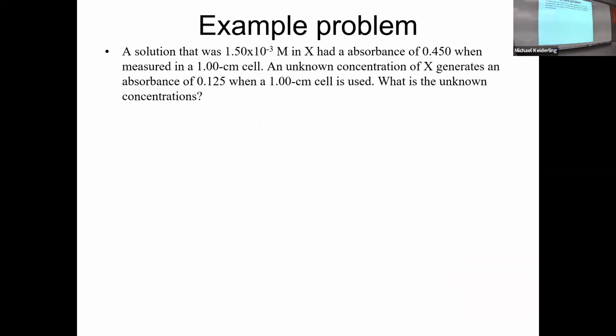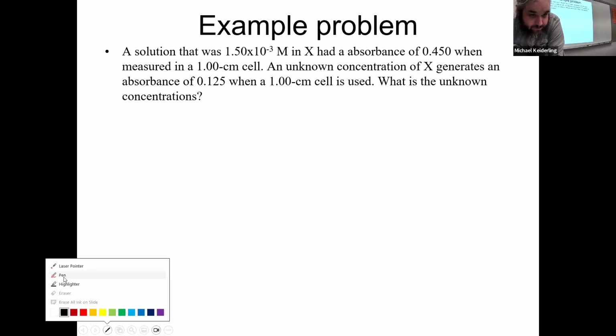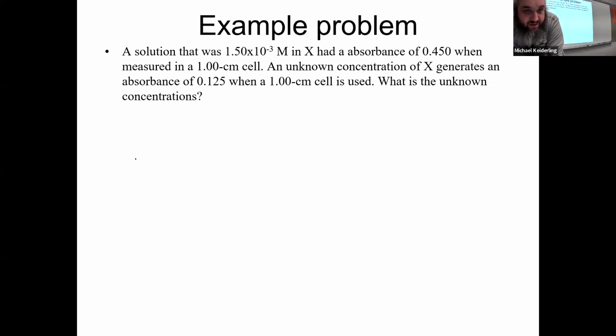So if a solution that was 1.5 times 10 to the minus 3 molar in X had an absorbance of 0.45 when measured in a 1 centimeter cell, an unknown concentration of X generates an absorbance of 0.125 when a 1 centimeter cell is used. What's the unknown concentration? Do this quickly and I'll do it with the pen here.